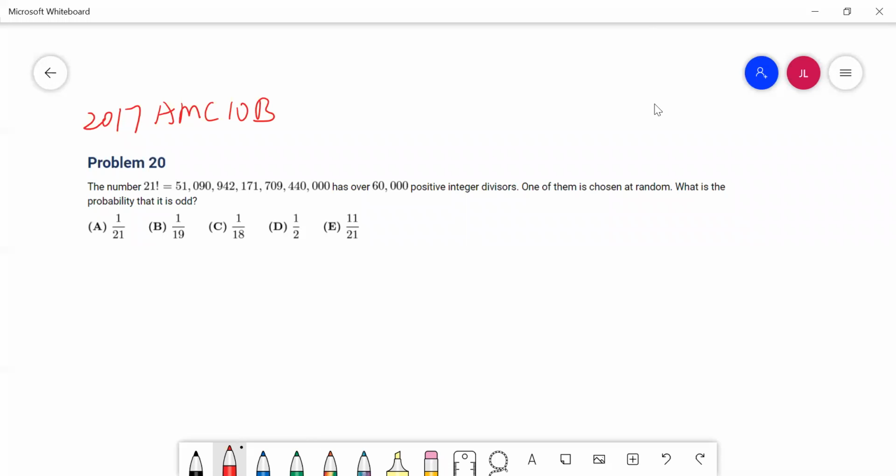All right, let's look at another question. 2017 AMC10B problem 20. The number 21 factorial is a large number, has over 60,000 positive integer divisors. One of them is chosen at random. What is the probability that it is odd? You can pause the video and think about this question.